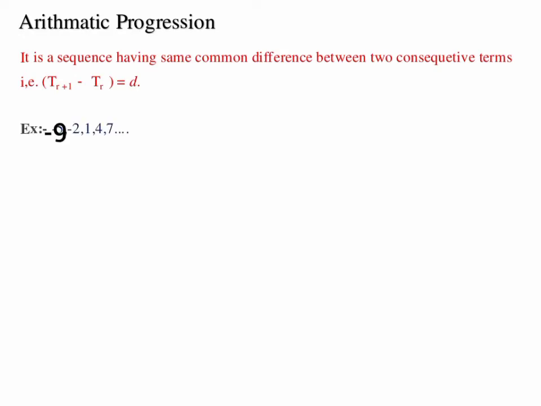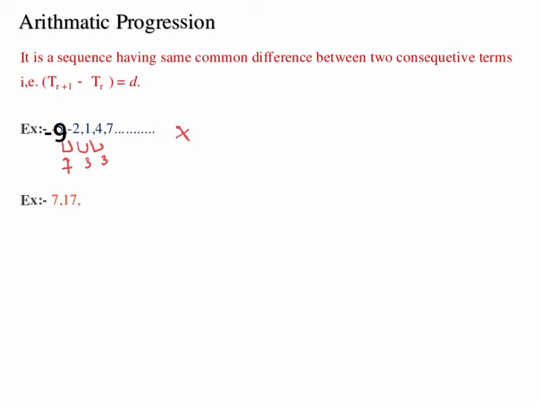Let us see one example. Minus 5, minus 2, 1, 4, 7, and so on. So here if you see, the difference is 3. So it is not an arithmetic series. So it is not an arithmetic progression.